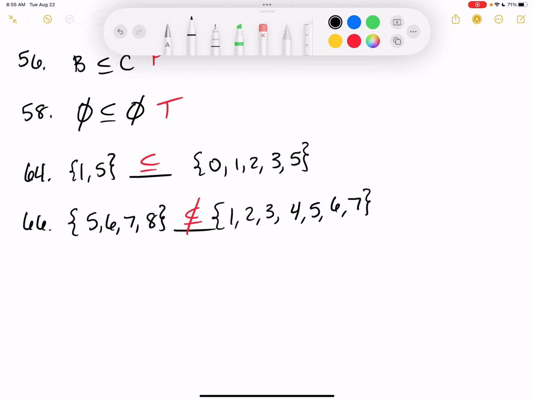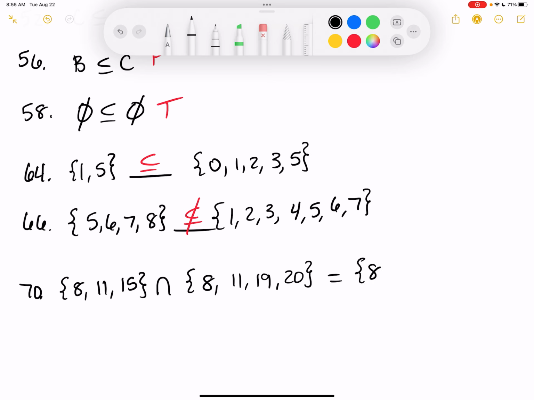So 70, we have the set 8, 11, 15, intersected with the set 8, 11, 19, and 20. And they say that the intersection is equal to the set of 8 and 11. So basically with these, you're looking for, are those the only elements that are in both of these sets? Yes. So that's going to be true.